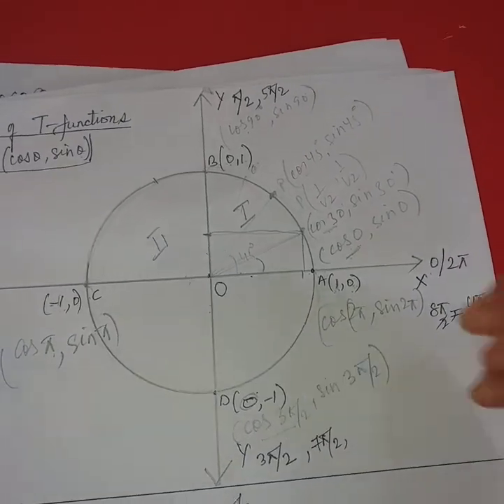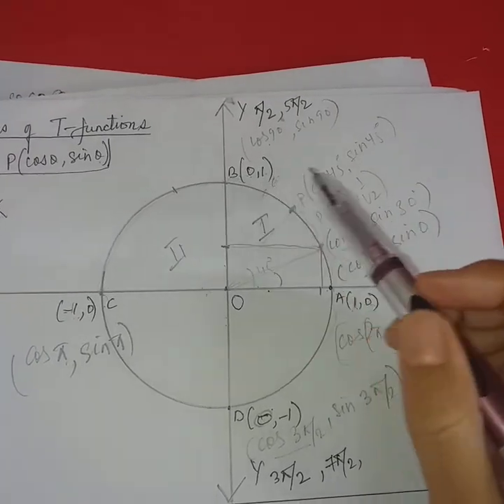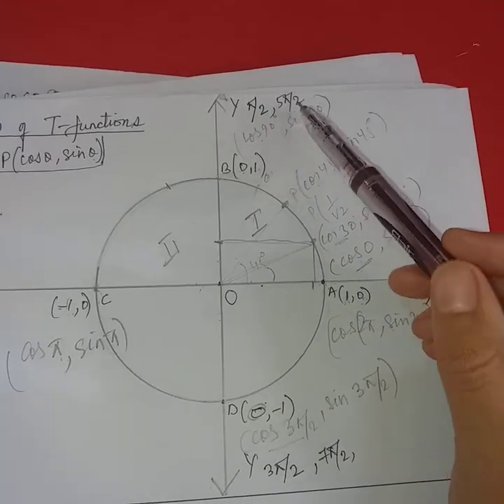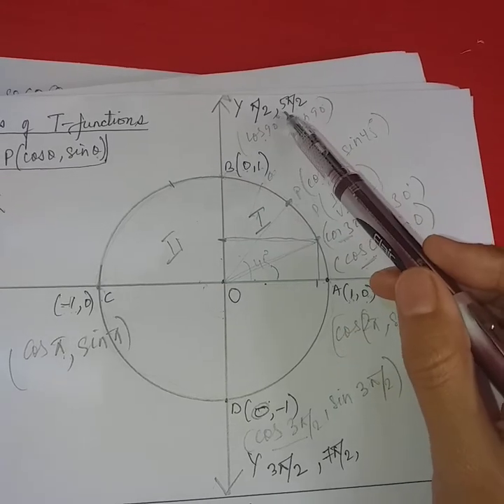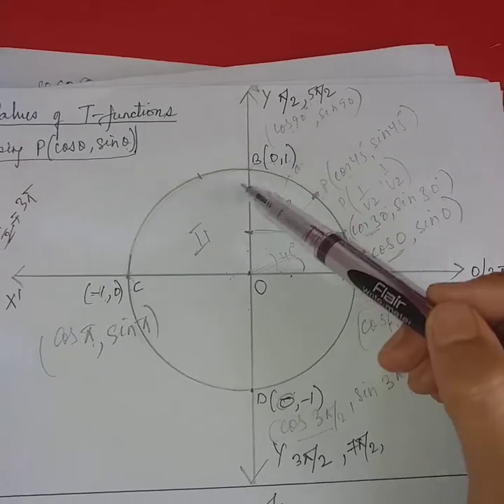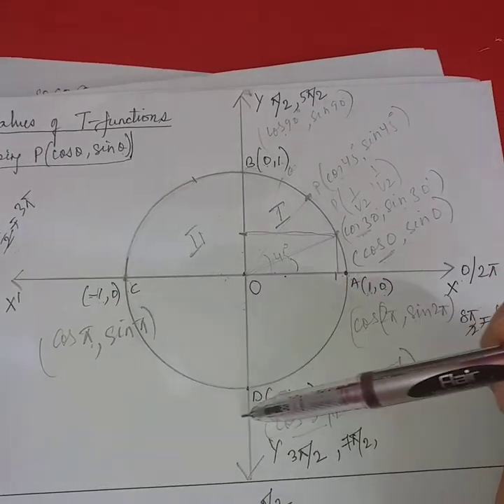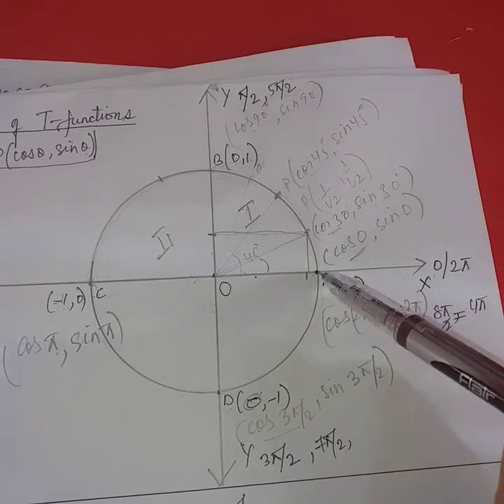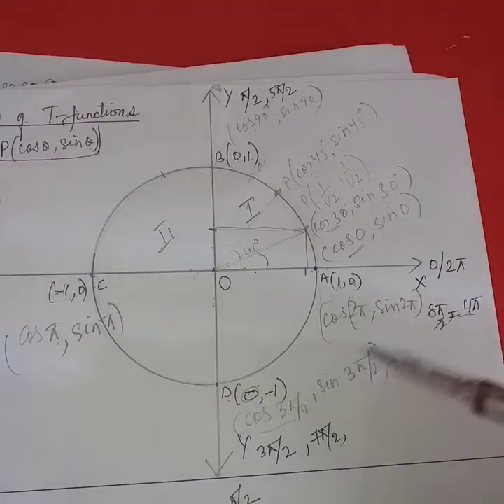So in this way, if the terminal line or the point moves for the second rotation, the angles formed in the second rotation will be at these points. When it comes to this point, it will make 5 pi by 2 angle, and as it comes to this point it will be 3 pi, and as it comes to this point it will be 7 pi by 2, and again it reaches the same point A, it makes an angle of 4 pi as a whole.